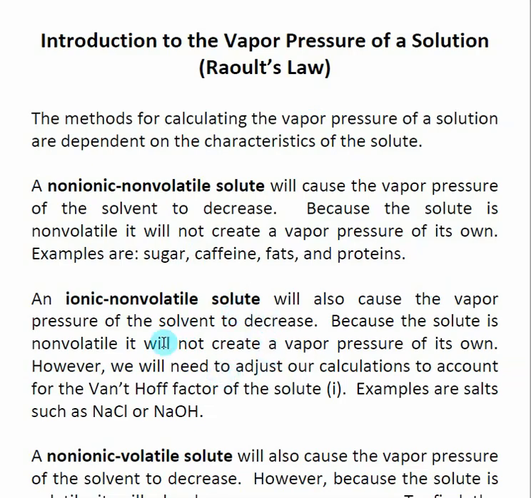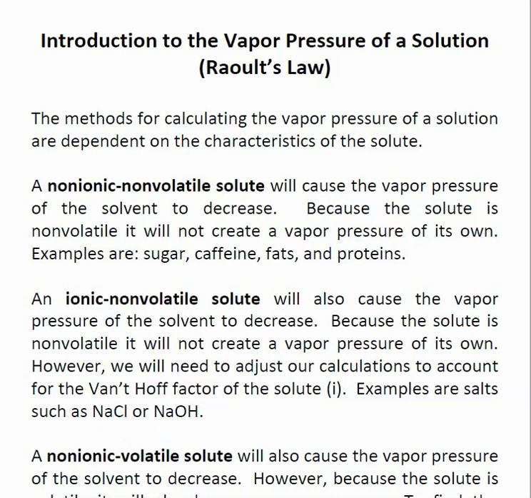So the only thing that we need to consider now is, because it's ionic, we have to consider the Van't Hoff factor I. So as it dissociates, it's going to have a slightly more impact on the vapor pressure calculation. So we need to include I inside of our calculations. So examples of an ionic non-volatile solute are salts like NaCl or NaOH. And like with NaCl, we need to take into account that this is going to dissociate into 2 actual species, Na+ and Cl-. And so that's going to have an effect on our calculation of the vapor pressure of our solution.